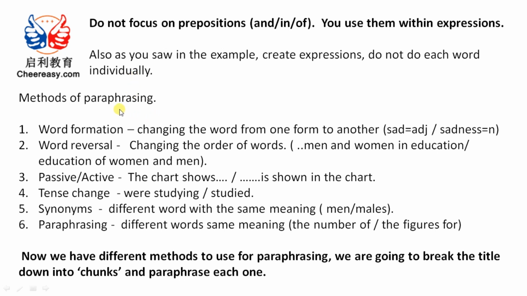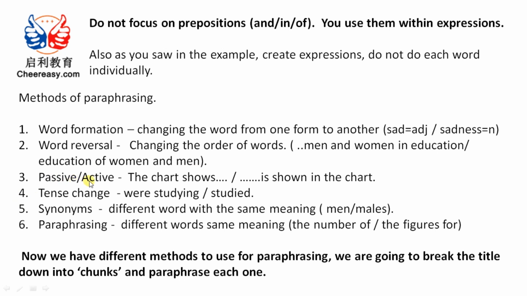So here are some methods of paraphrasing. Number 1, word formation. Change the word from one form to another. Example, changing sad, which is an adjective, to sadness, which is a noun. Word reversal, changing the order of the words. Men and women in education. Education of women and men. Changing the order, still the same meaning.